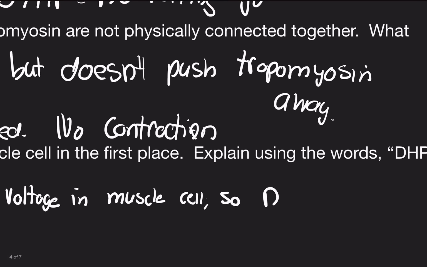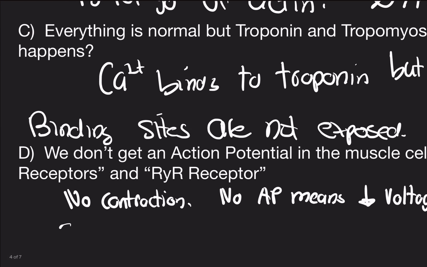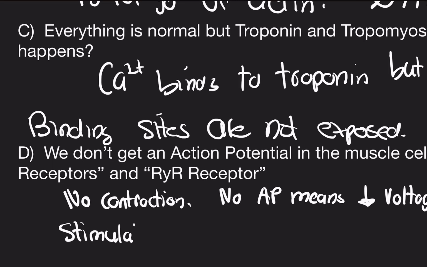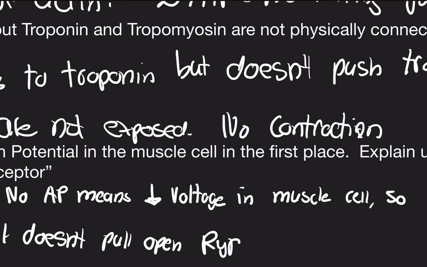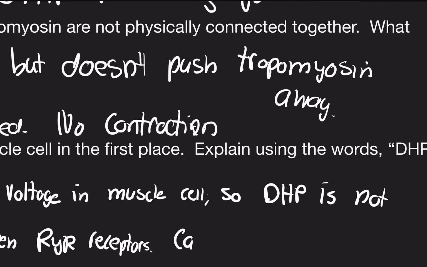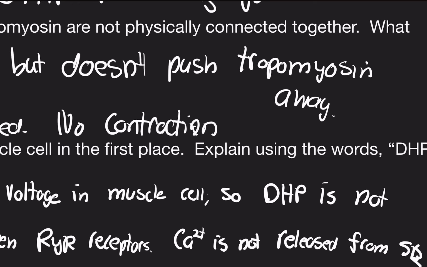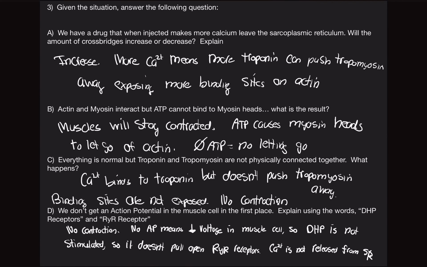So DHP is not stimulated, so it doesn't pull open ryanodine receptors. Calcium 2 plus is not released from sarcoplasmic reticulum, or SR. Okay, that works.